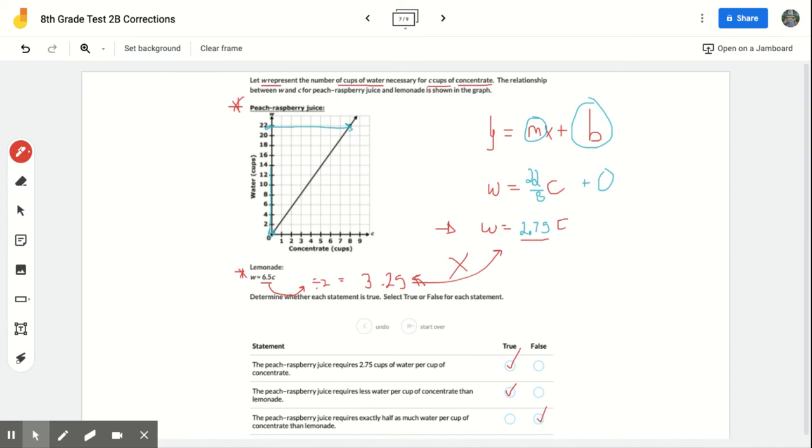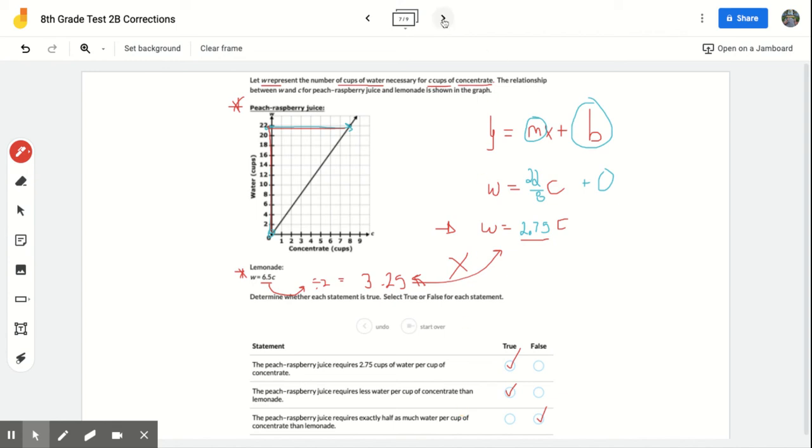Okay, so the thing with this one, you have to determine what the slope is. The slope is the rise over the run. So count up, count over, make it a fraction like I did over here. And then make it into a decimal number similar to the lemonade. That way it's easy to compare the two. And then from there, you could answer your questions.